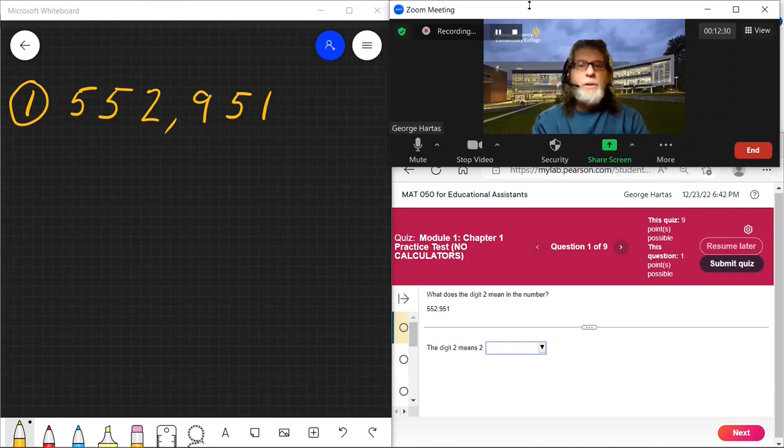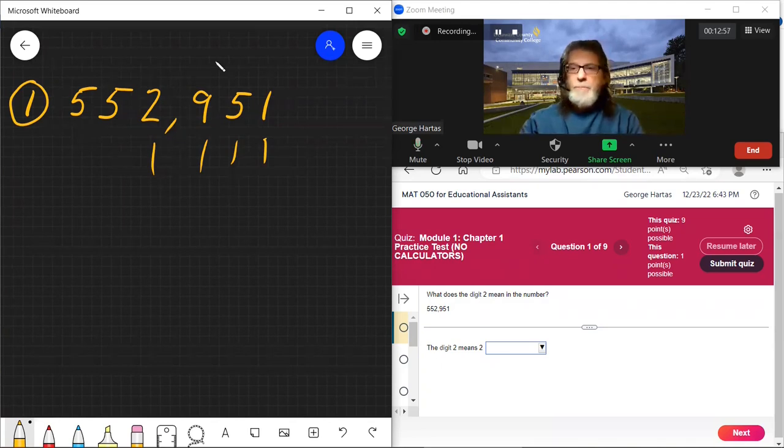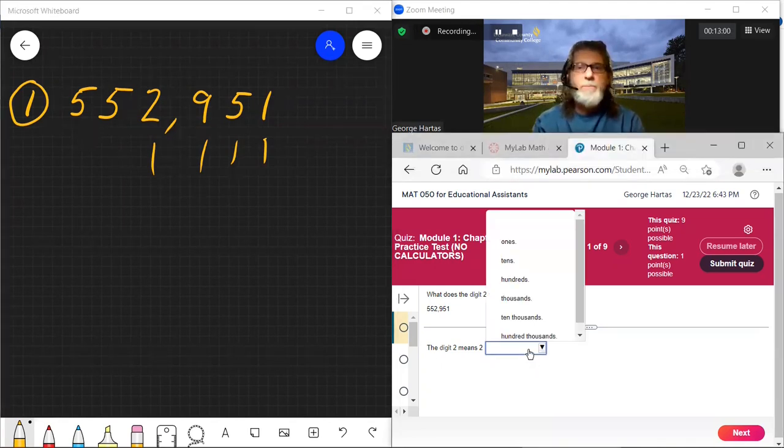Question 1. The instructions ask, what does the digit 2 mean in the number? So here we have the digit 2. So they want to know what the place value is of the digit 2. So we start from the right and we count ones, tens, hundreds, thousands. So the digit 2 is in the thousands slot. So we choose thousands right here. When they say thousands, it really means the thousands. So we choose that.